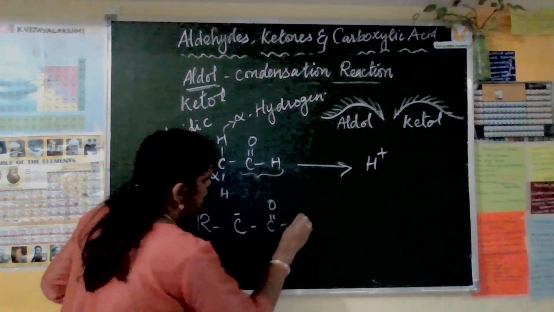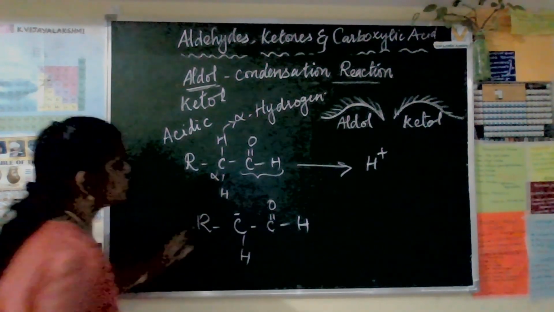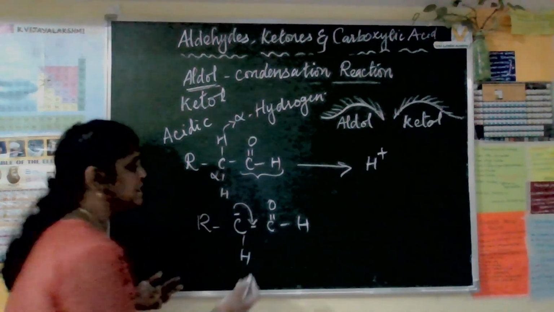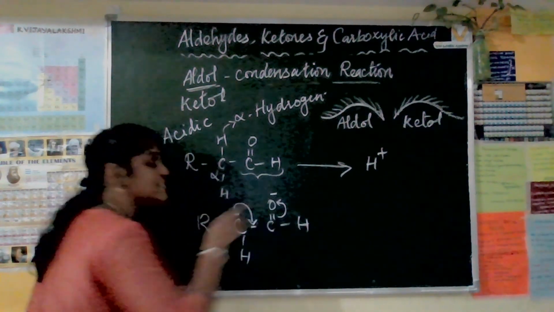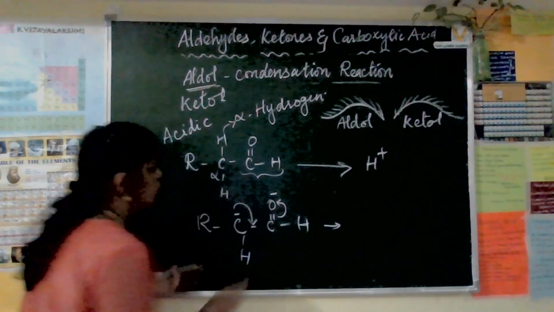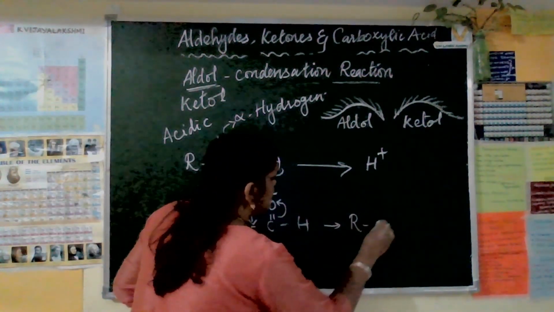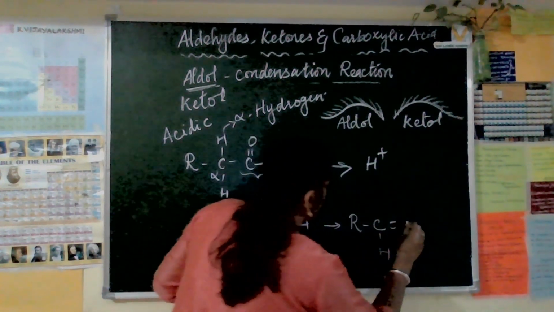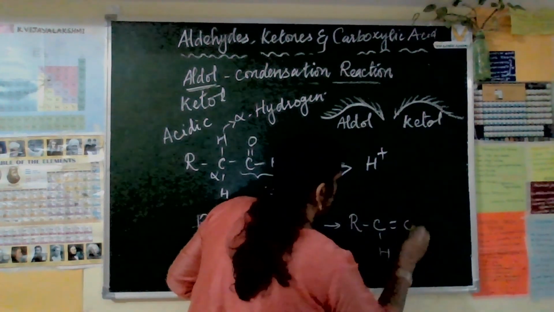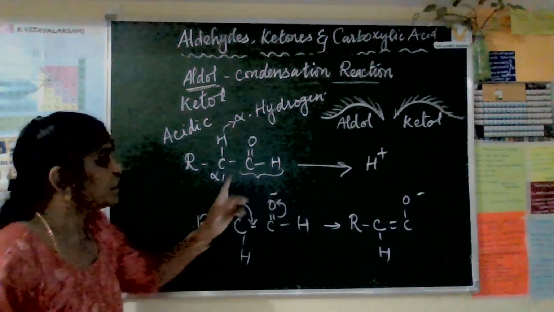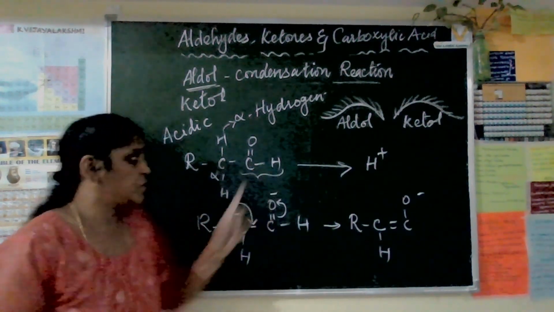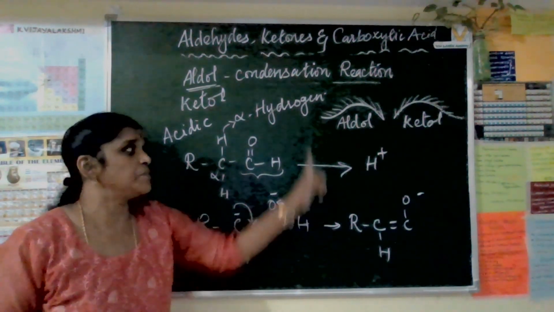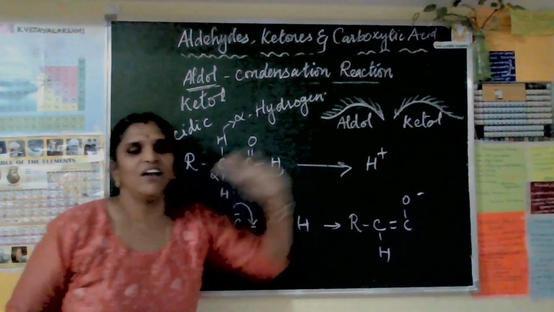So when it releases the proton, anion formation takes place: R, C, C double bond O, here H. This dissociates the bond, so bond dissociation takes place and resonance takes place. So it is stabilized in that way. You will get R, C, here a double bond, R C H, and here O minus. Due to that resonance, it is stabilized. So this acidic nature of alpha hydrogen alone is responsible for aldol and ketal formation.